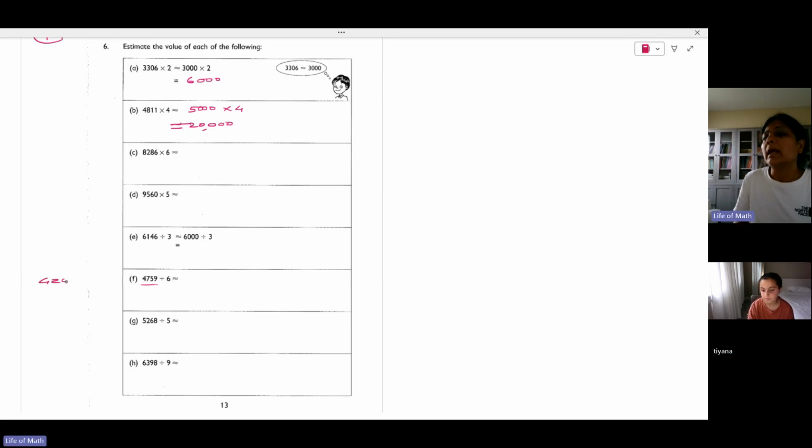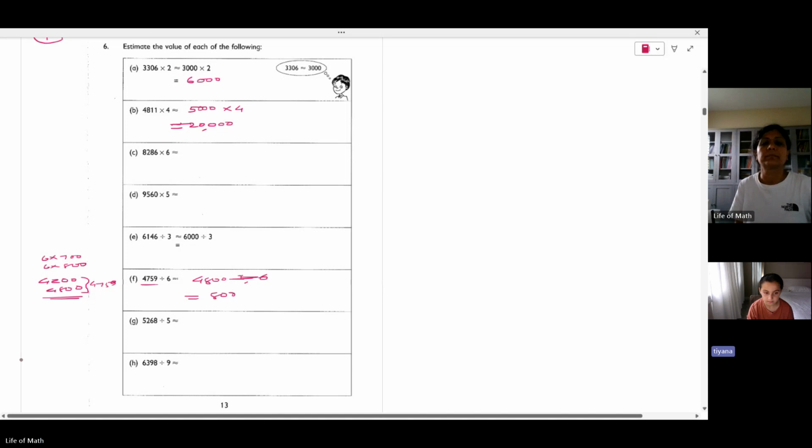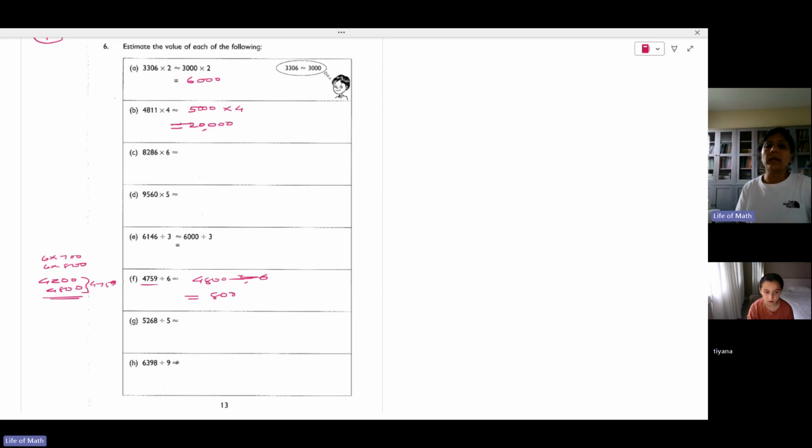In the 6 timetable, I have 4,200, 6 times 700. Then 6 times 800 is 4,800. The actual number is very close to 4,800. So I will round this to 4,800, divide by 6, and that will give me 800 as the answer. I have to round up or round down smartly so that there is no remainder. So that's why I need to look for this multiple of 6. Write it down, please. Let's move on.